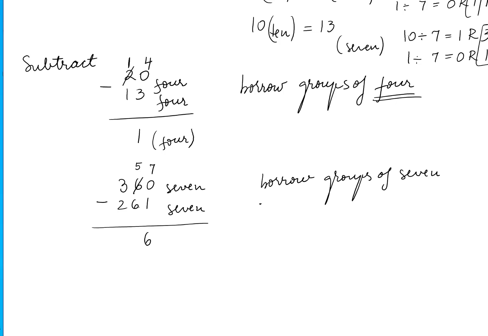Now 5 minus 6, I cannot do that. So again, I'm going to borrow a group of 7. So here is going to be 12 because I borrowed the 7 plus 5 is 12. 12 minus 6 is 6, and then 2 minus 2 is 0. So the answer is 6 6.